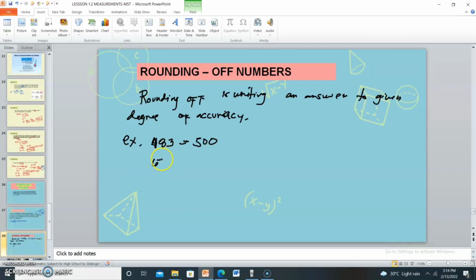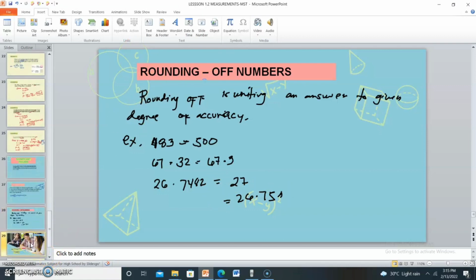How about the example 67.32? You round it off to 67.3. Why? Because the next digit after 3 is lower than 5, so you only use 2 decimals. The next one is 26.7482. You can round it off to 27, or also 26.75. So that's the example of rounding.